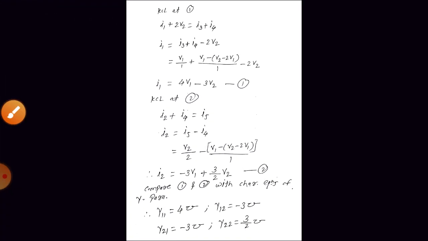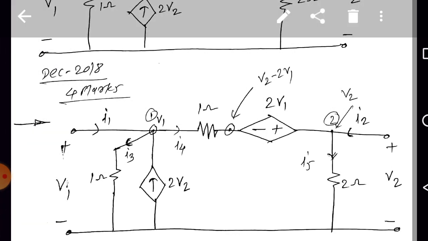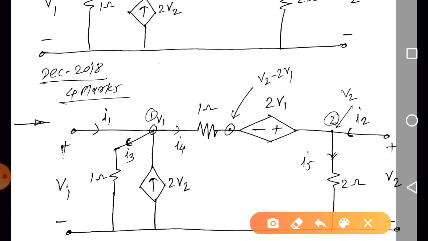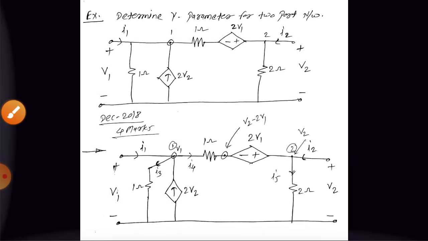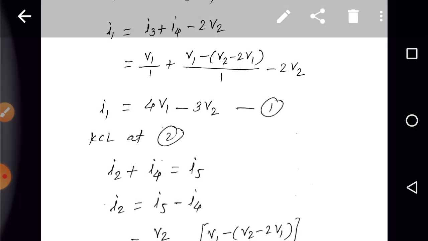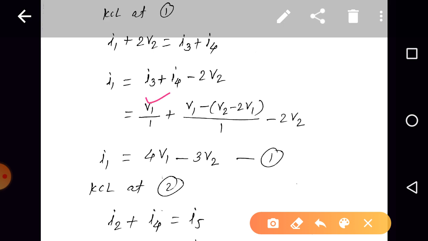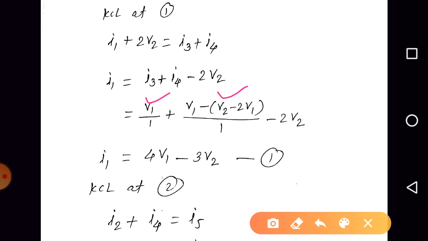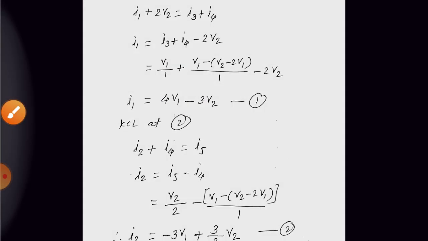What is the expression for I3? Yes, it is V1 minus 0 by 1, that is V1. I3 is equal to V1. What is the expression for I4? V1 minus in bracket V2 minus 2V1. So it is like V1 minus V2 plus 2V1. So it is like 3V1 minus V2, I4. So I3 is V1 by 1, I4 is V1 minus in bracket V2 minus 2V1 by 1, minus 2V2. So I1 is equal to, after rearranging the terms, we will be getting this equation. So we are having I1 is equal to Y11 V1 plus Y12 V2, right? So what is the Y11? Y11 is equal to 4 mho. Y12 is minus 3 mho, right?